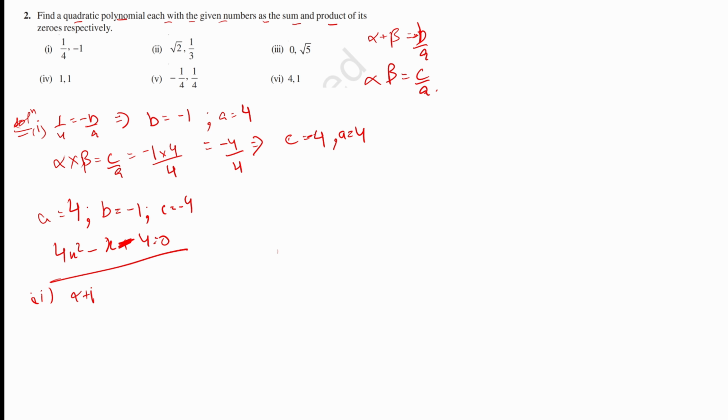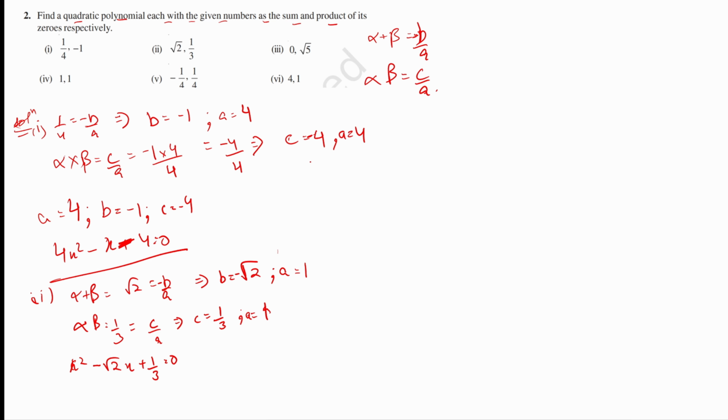So alpha plus beta is root 2. I can write this as minus b by a. So b is equal to minus root 2 and a is equal to 1. From alpha into beta, which is 1 by 3, I can write c by a. So c is equal to 1 by 3 and a is equal to 1. Now I can write the quadratic equation, that is x square minus root 2 x plus 1 by 3 is equal to 0.